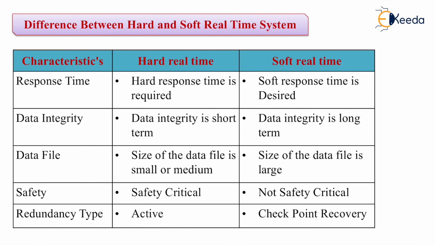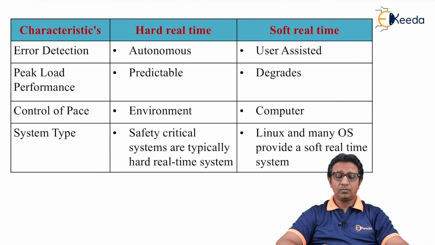Now take an example of database. If I'm going on updating the database and keeping save points in between, at one moment of time, if I want to change the data, I can roll back and start the process again, which is not the case with a hard real-time system. In hard real-time system, once the process is done, you cannot revert back.